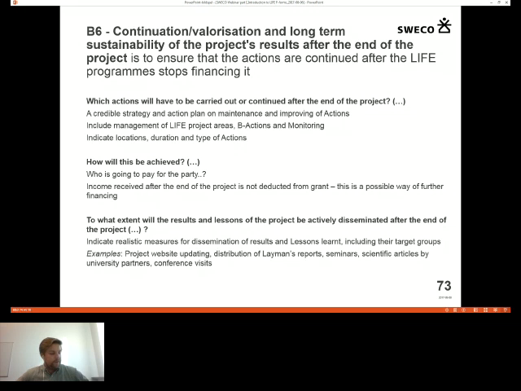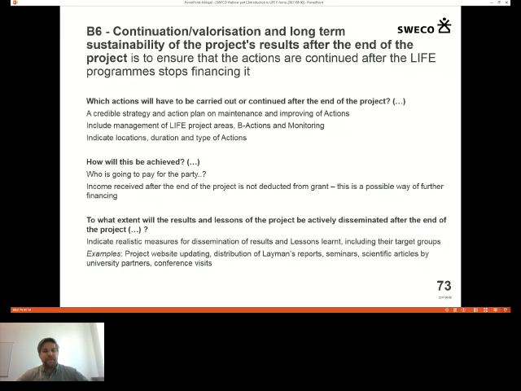And then the next question is, how will this be achieved? Which resources will be necessary to carry out these actions? This is quite a simple question. They want to know, when we stop financing your project, who will pay? And how much will they pay?